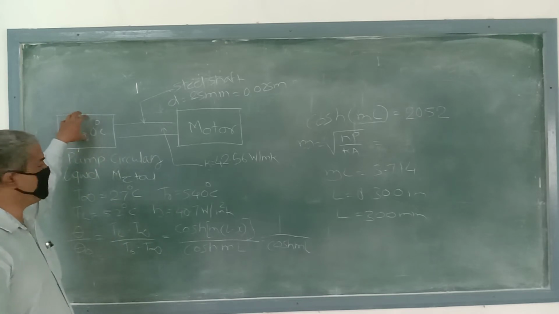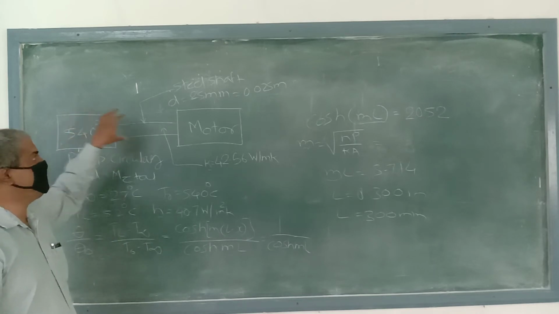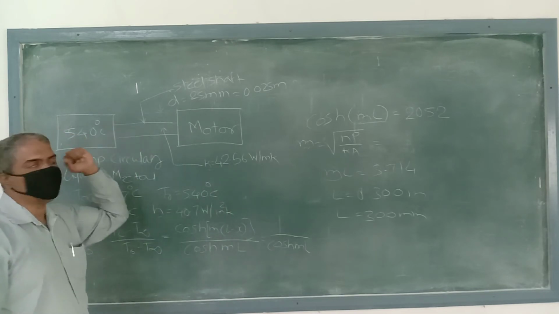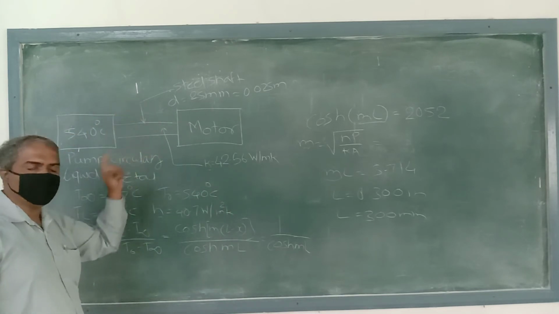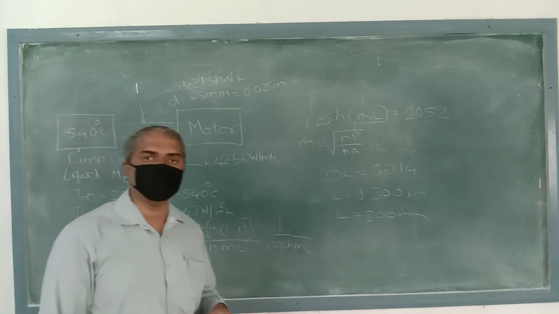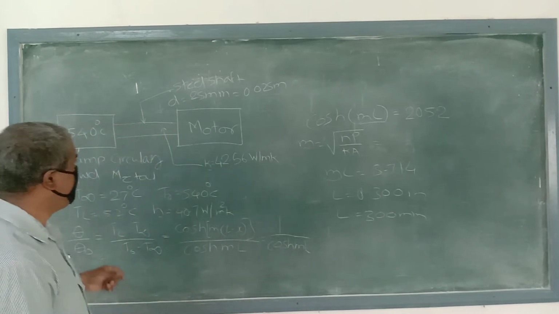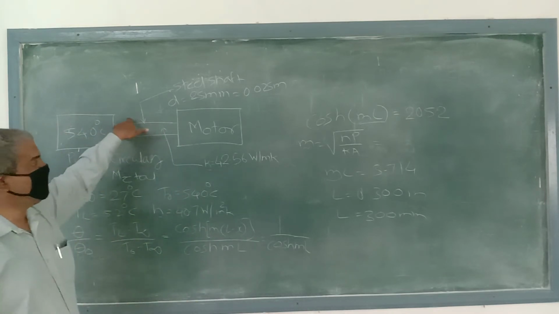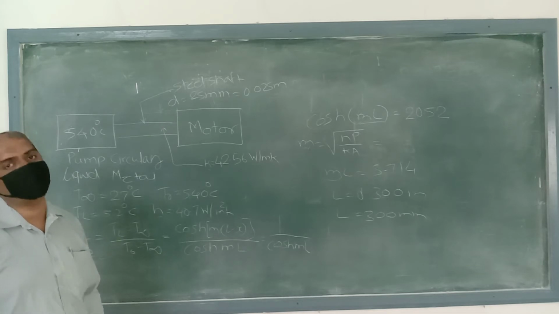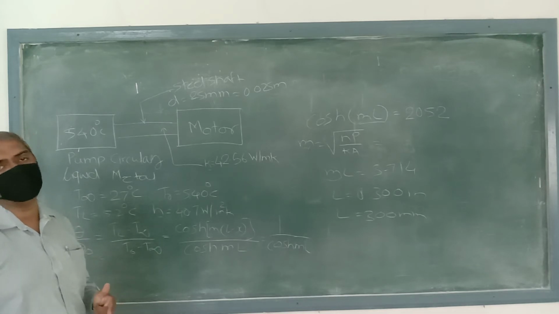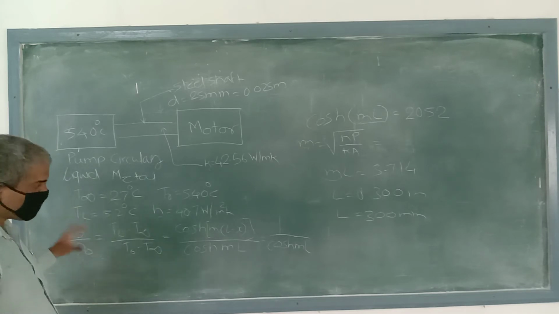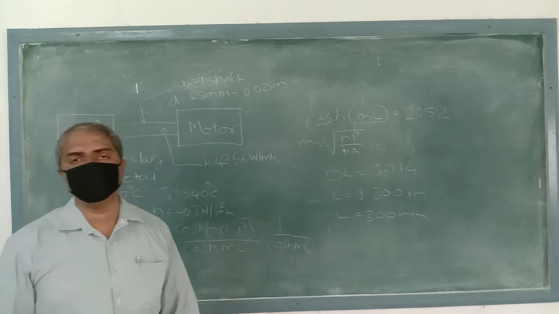One end is kept at 540 degrees Celsius, and at the other end we are keeping the motor. This is the shaft, and the diameter is mentioned, thermal conductivity is mentioned, and convective heat transfer coefficient is also mentioned in this problem. Then you have to find this length, the length of the shaft. But how are you going to find the length of the shaft? First of all, we have to write our temperature distribution formula.